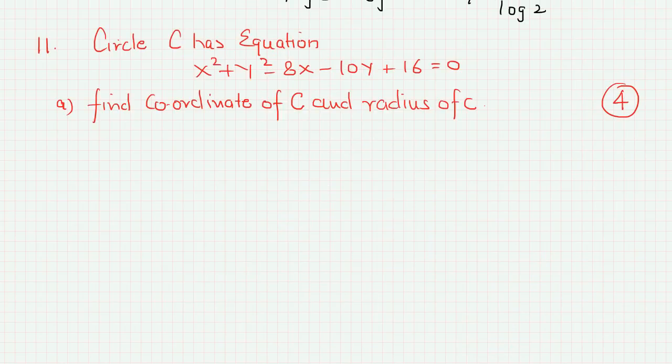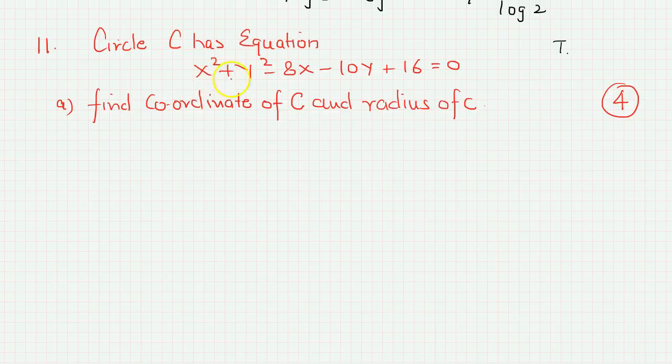Now the next question, question number 11: the circle C has equation x square plus y square minus 8x minus 10y plus 16 is equal to 0. T is the center of the circle, so we have to find the coordinates of T and we have to find the radius of the circle.